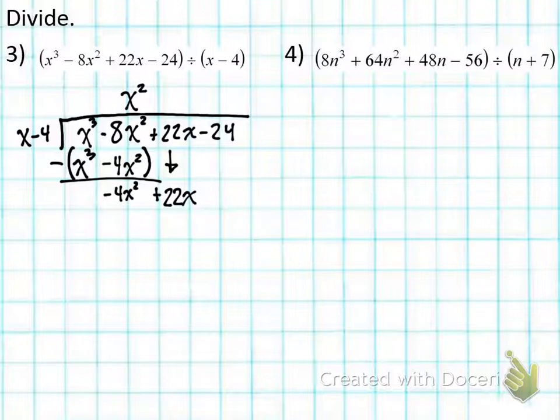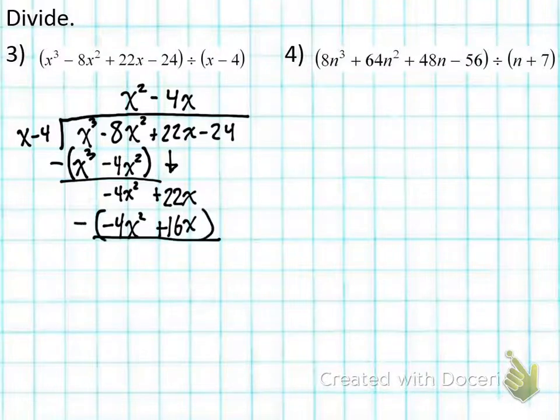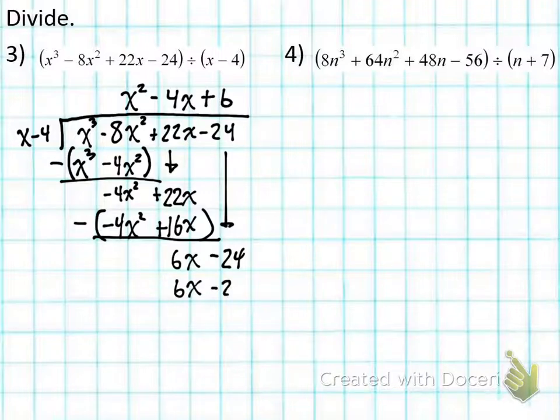Okay, next one. So what do you multiply x with to get negative 4x squared? Good. Multiply it across, bring the rest down. Subtract, and you get a 6x, okay? Bring down the next part of your problem. What do you multiply x with to get 6x? Positive or negative? Positive. And look what happens when you multiply it out.